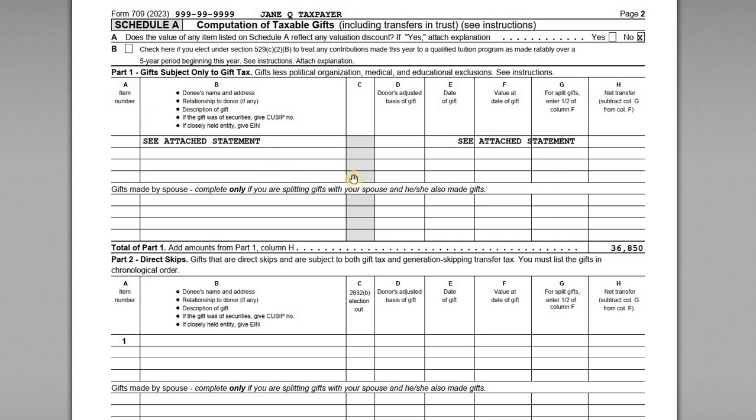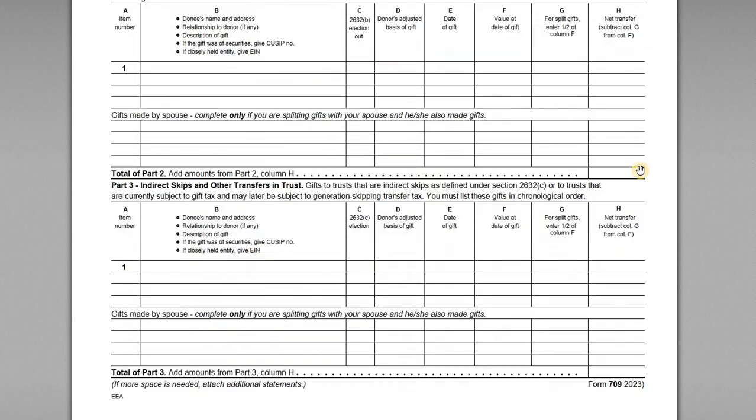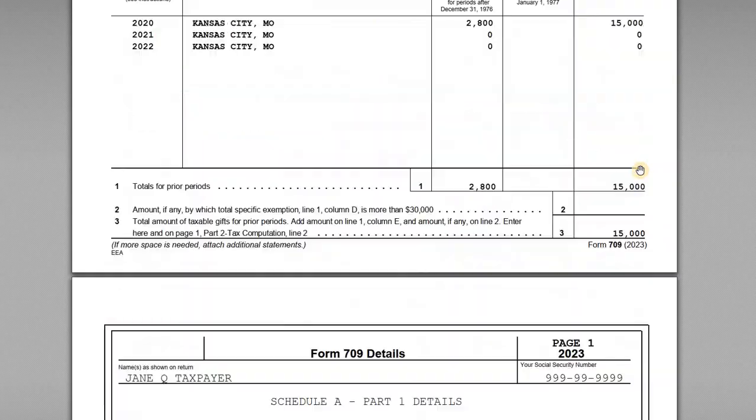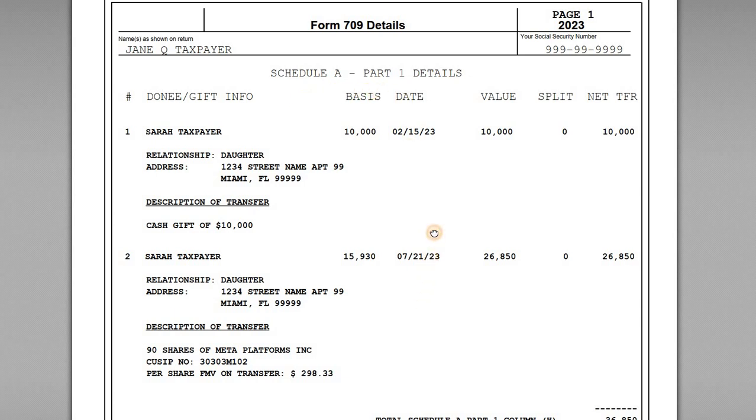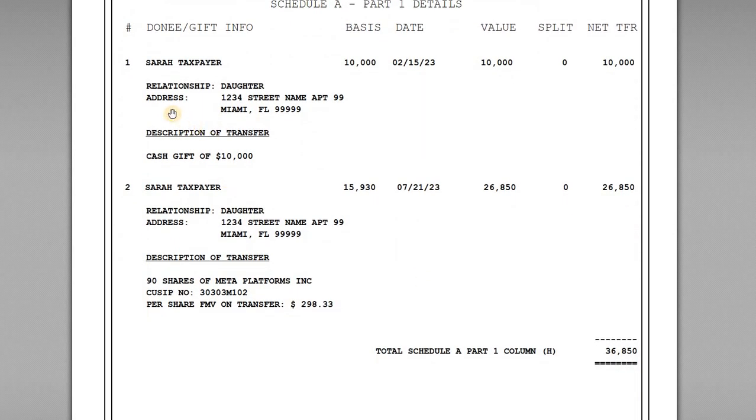So we have attached a statement to the return because we have more information than can fit on these 4 line items here. So if I scroll down to the attached statement, we have Schedule A, Part 1 details. We've listed out the donee and the separate gifts. So it's all going to Sarah, but we have separate gifts. We have a gift of cash, we have a gift of property, and they all happen on different dates. So it makes sense to separate these out.